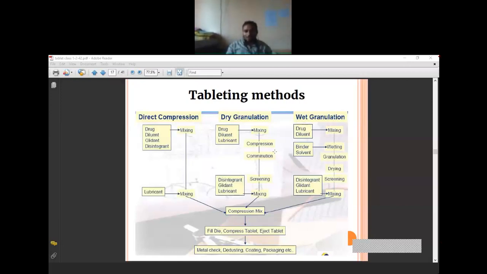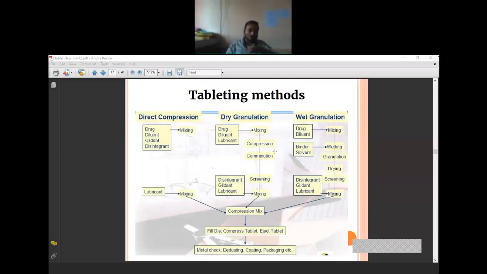Next, wet granulation. What is wet granulation? Drug and diluent are mixed together, and binder and solvent are mixed together. Diluent and drug are in part A, and binders and solvents are in part B. Again we mix both A and B. That means diluent and drug and binders and solvent are mixed together. This is called the granulation process. After granulation, there is drying, then screening. After screening, we add disintegrant, glidant and lubricant, and then it also goes for mixing.